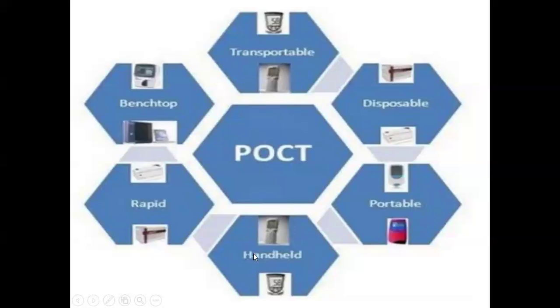There are a lot of point of care products present in our market. These are the basic things: it should be transportable, as I told you, if the person has to travel, it should be possible for them to carry it. It should be disposable, like the strips in the glucometer or a pregnancy checking device, all of which are disposable so that cross contamination or false positives or negatives can be avoided. They are portable; they can be carried from one place to another.